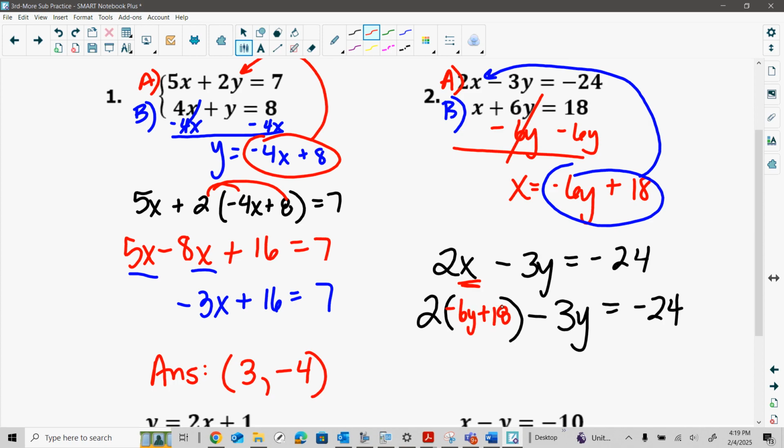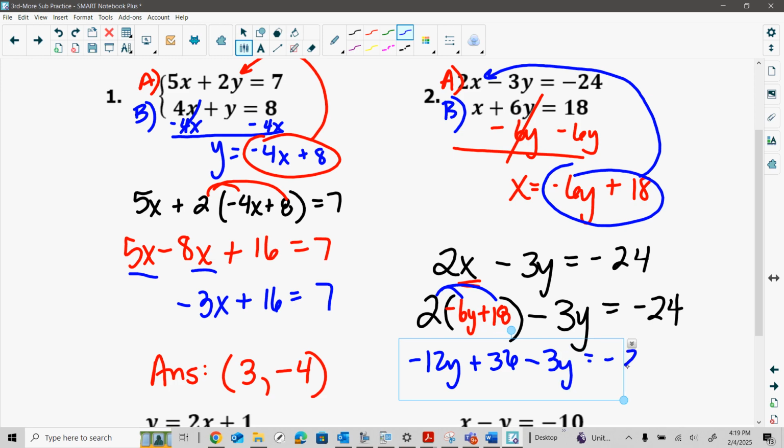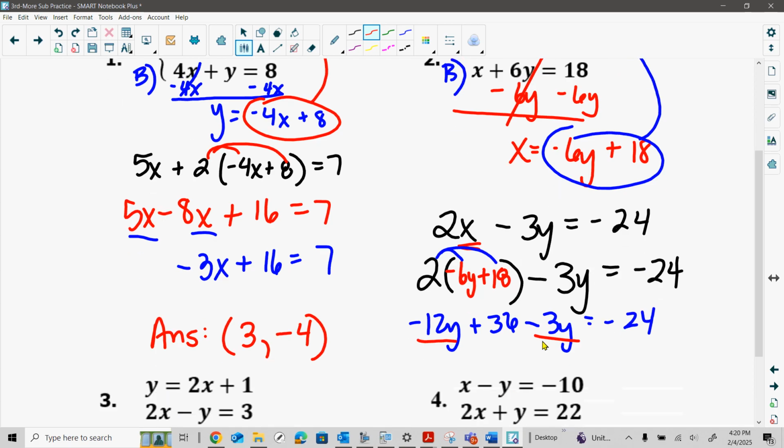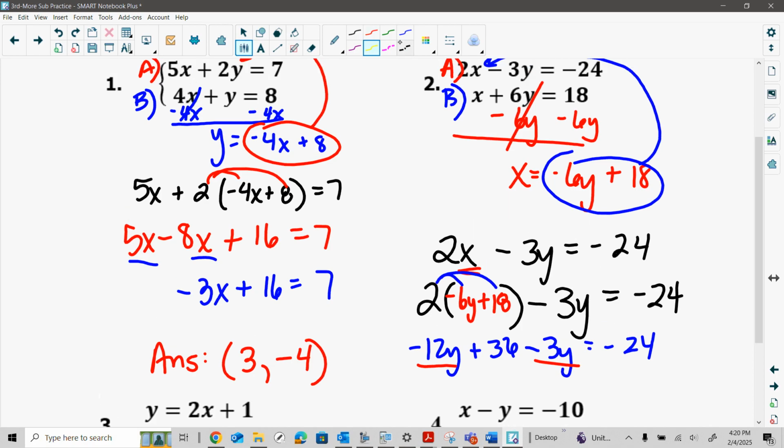All right, so we're going to now distribute the 2 and then solve for y. So distribute and then combine your like terms. This becomes a negative 12y plus 36 minus 3y equals negative 24. When you combine these, they're both negative, so you end up with a negative 15y plus 36 equals negative 24. Let's see if you can get to the rest of this problem. Solve for y, and then don't forget to plug it back in for x. We have to use substitution twice.